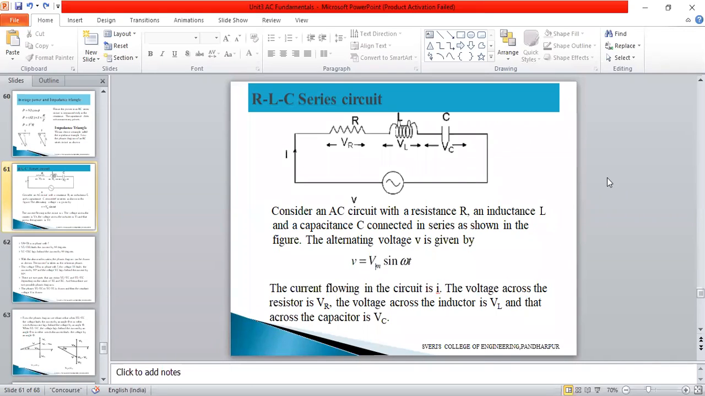What is the formula for XL? Omega L or 1 by omega L? Omega L. So XL equal to omega L, then XC equal to 1 upon omega C.